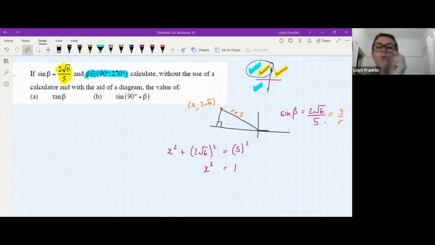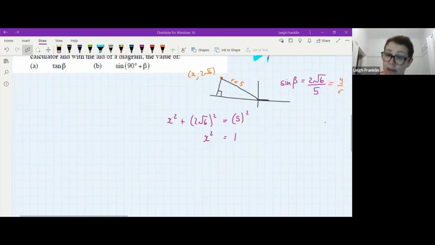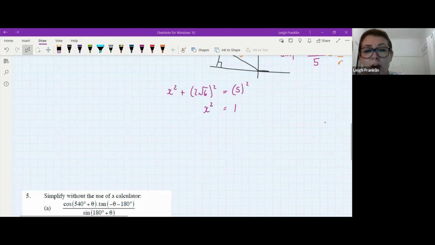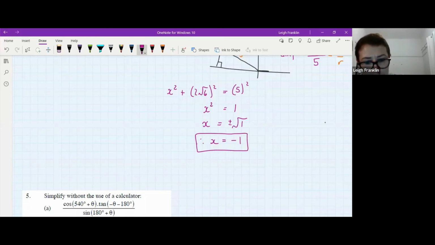And guys, this is where if we're going to make a mistake in trig, this is where it happens. Remember, we are working in quadrant number 2. We are calculating the value of the x coordinate in quadrant number 2. What sign does x take in the second quadrant? Negative. So be very, very careful. x can be equal to either positive or negative square root of 1, but because we are in the second quadrant, x is equal to negative 1.